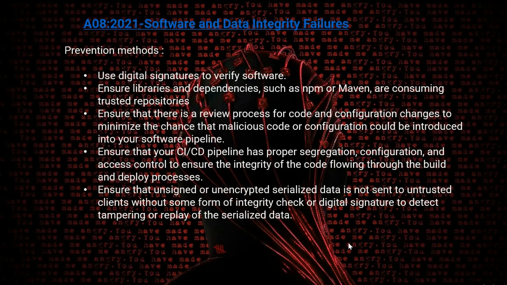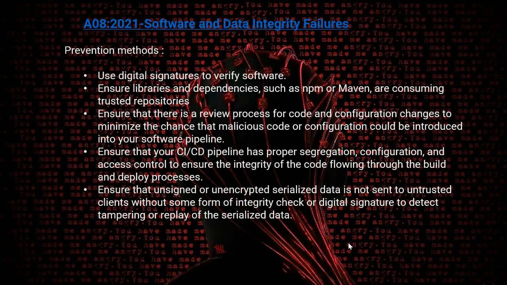So if you look at the prevention methods, use digital signatures to verify the software, and ensure the libraries and dependencies, such as npm, are consuming trusted repositories. Ensure that there is a review process for code and configuration changes to minimize the chance that malicious code or configuration could be introduced into your software pipeline. I think this is one of the things which is mainly missing at most places after any upgrade or any code change.